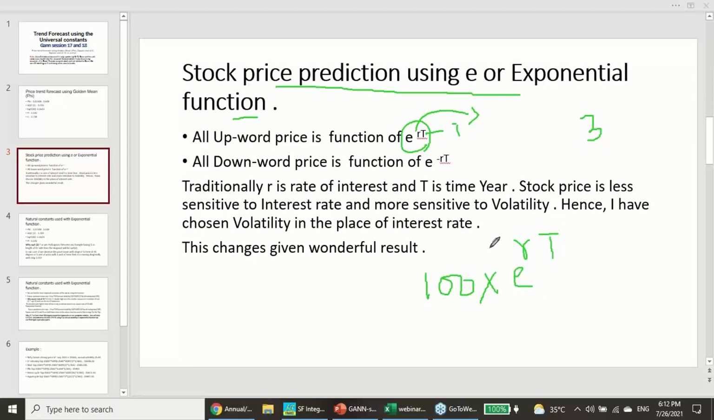If the rate of interest is 12% or 6% or 10% per annum, and T is the time in years. So 3 years means it will be 3. Half a year means it will be 1 by 2. A quarter of a year, 3 months, means it will be 1/4. Like this, time in years. By this process, the theoretical fair value of the stock is estimated.